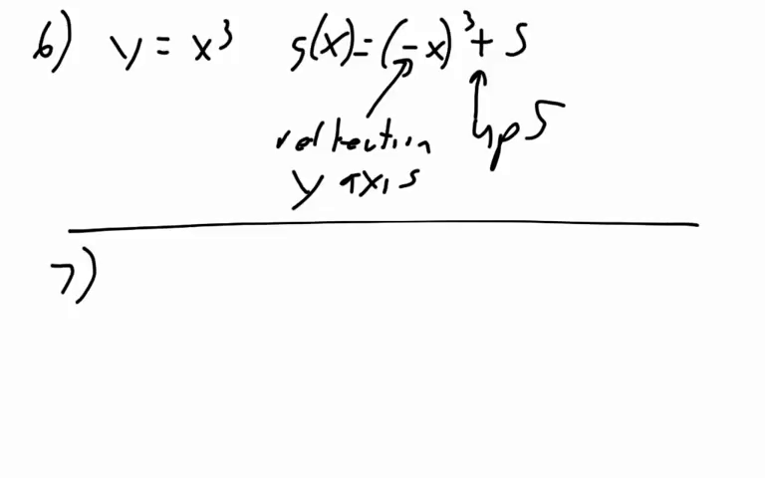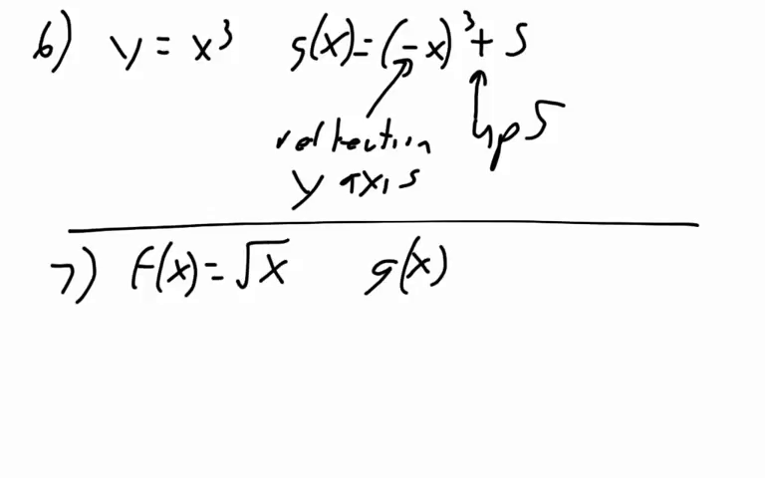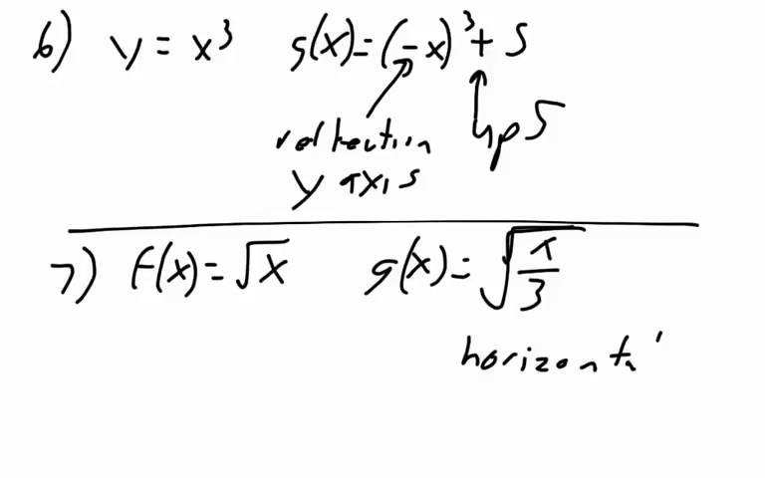And for number 7, we have f of x equals the square root of x, and g of x equals the square root of x over 3. And so this is going to be a horizontal stretch. Because it's divided, it's going to be a stretch factor of 3. And the second page will be on the next video.